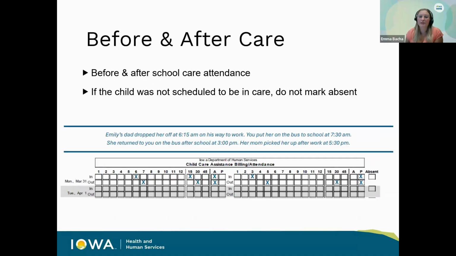For before and after care, you will not mark if the child is not there because they are not due to be in care. You'll mark the in time as the time the child gets there, the out as the time that they leave before school, and then in as the time that they get there after school, and then out as the time they leave for the day in the same box, or the same column, I guess.